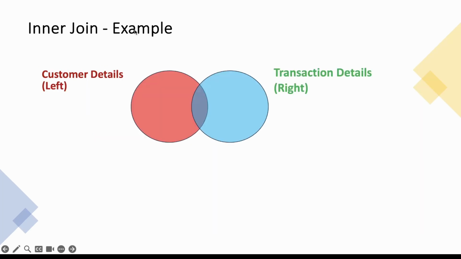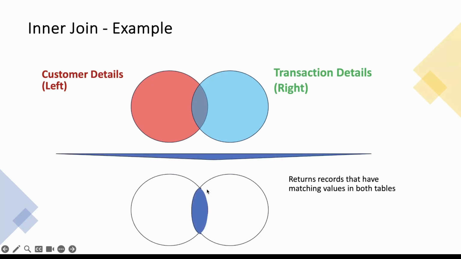Hopefully by now you would have already figured out what's going to happen as a part of an inner join. And if you have guessed that as output, you will only have the shaded region, then you are absolutely 100% right. So let's try to understand this. On the left hand side, again, you have customer details, which is painted in red. And on the right hand side, you have transaction details, which is painted in blue. And if we have to do the inner join, then as a part of the output, we are only going to have details which are common in both the left and the right table.